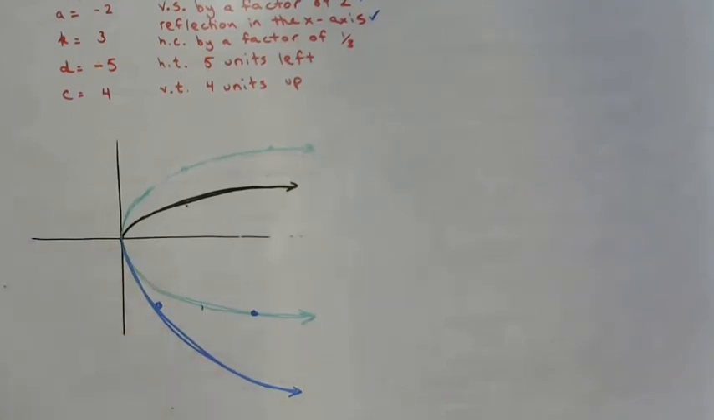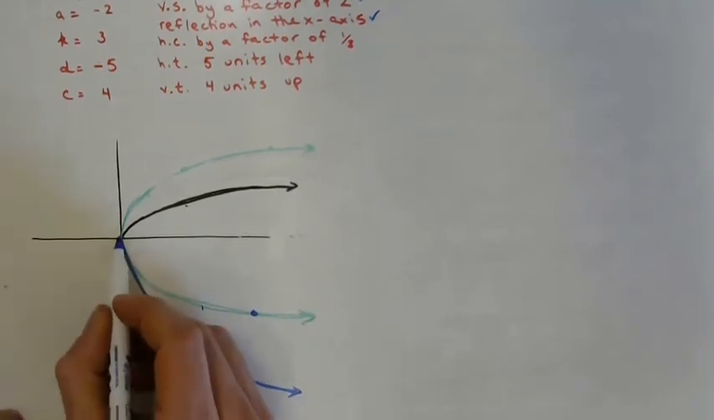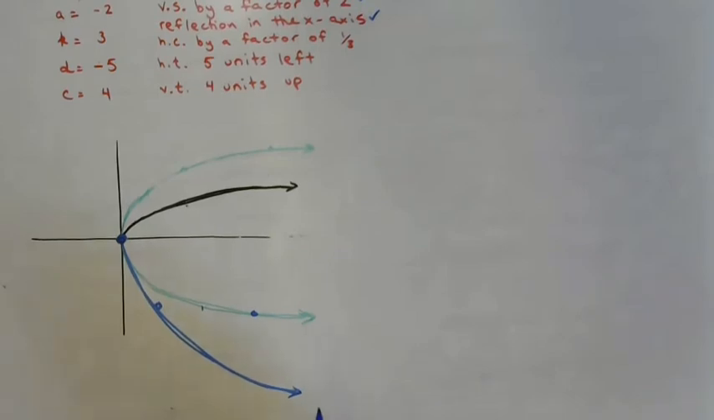I don't know how to graph this nicely. So I'm still starting at 0, 0. I'm flipped upside down. It's changed its shape quite a bit from this black curve now to the blue curve.